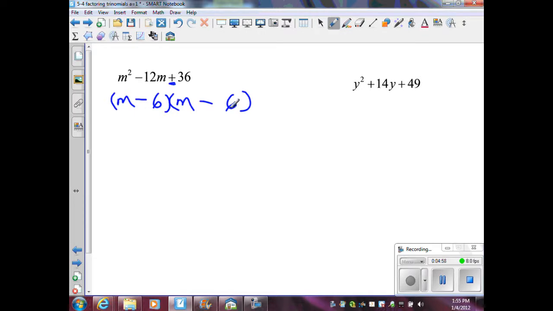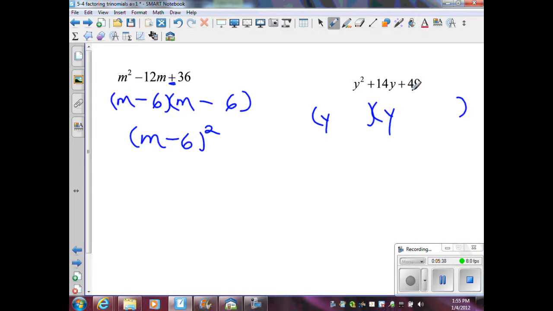When I FOIL in my head, m times m is m squared. Minus 6m gives me a negative 12m, which is what I need. And a negative times a negative 6 gives me a positive 36. My expressions are the same, so I can write them as a square binomial. The next example, y squared plus 14y plus 49. Again, a product of its factors, two sets of parentheses. Y squared breaks up into y and y.